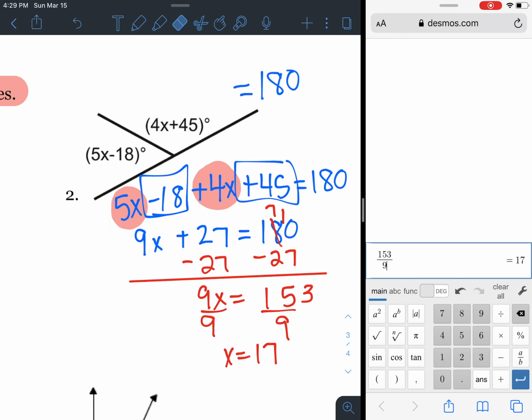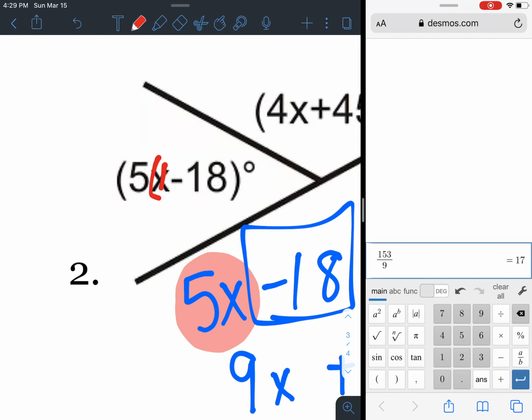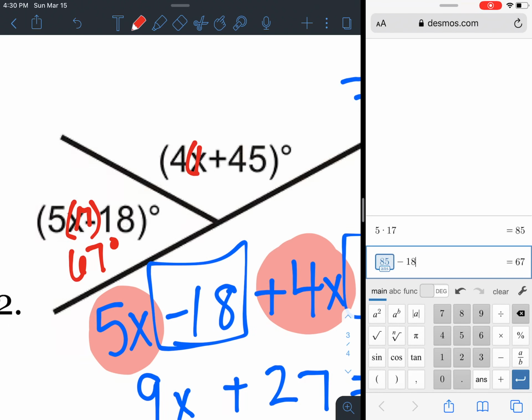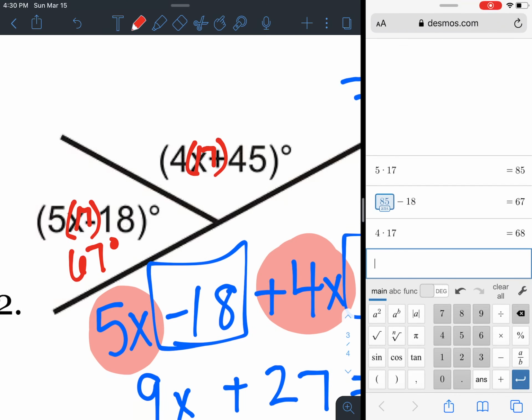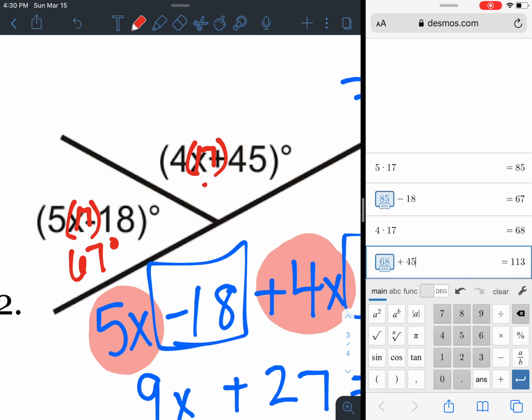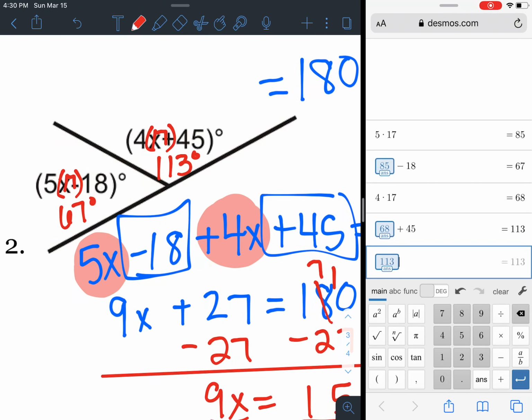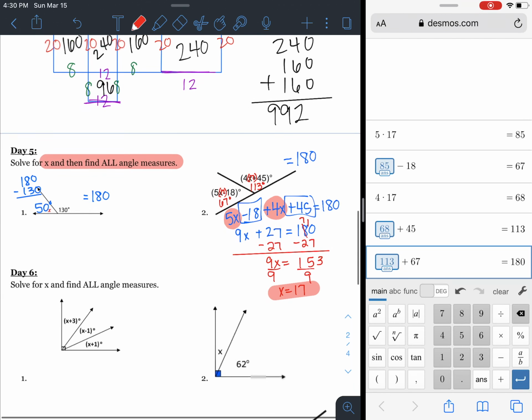So that means you're now plugging x equals 17 in anywhere there's an x. So for this one, 5 times 17, and then minus 18. So this one would be 67 degrees. And then this one up here, again, replace x with 17. 4 times 17, and then plus 45. Remember, these 2 angles should equal 180. So if I take 113 plus 67, it equals 180. So that works.